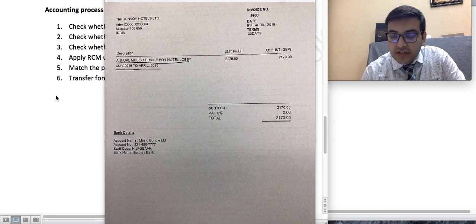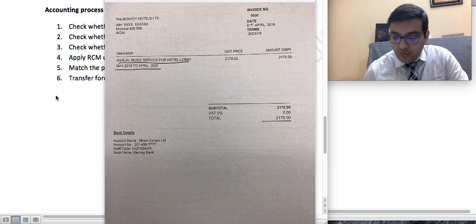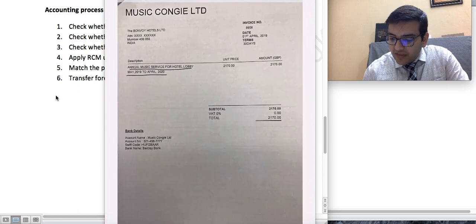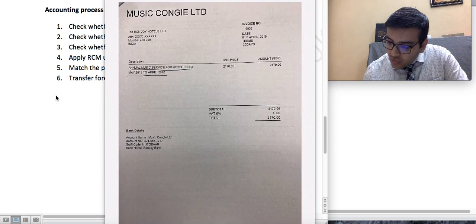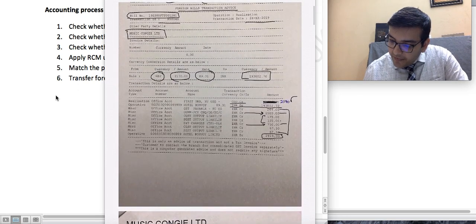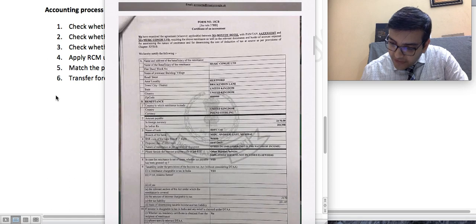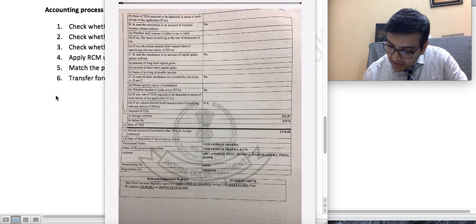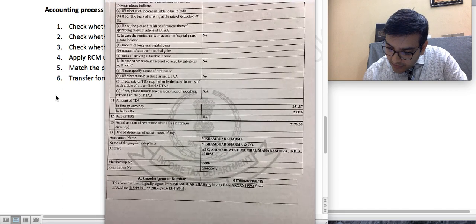Now, the second point which we have seen here is whether it is a grossing up or not. How will you know whether we have grossed up or not? It is very simple. Your invoice amount is 2,170 pounds, and how much have you paid? You have paid 2,170, correct? No tax deducted. Now, if we see form 15CB, go to the second page and see whether there is an amount of TDS written over here. Yes, this is TDS.